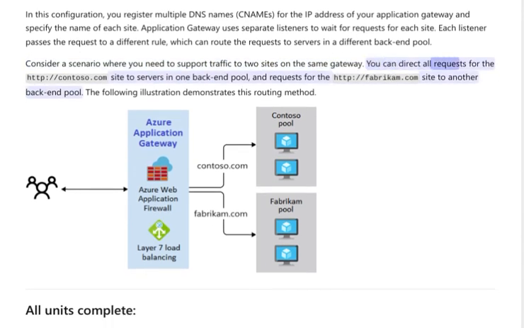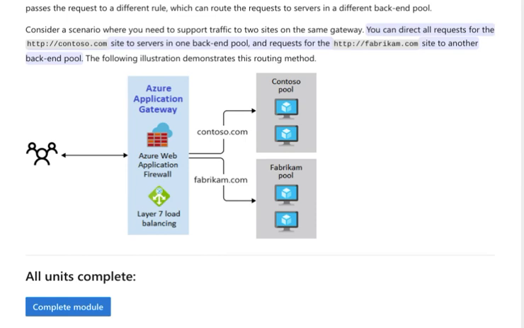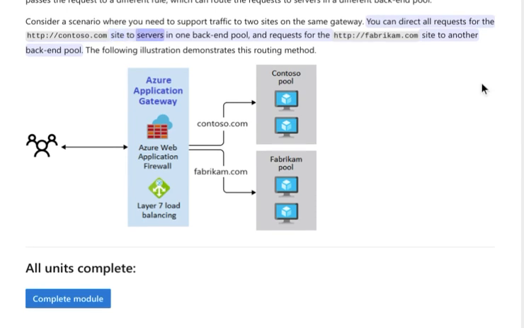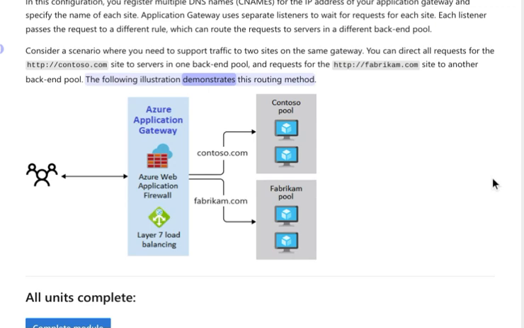You can direct all requests for the http://contaso.com site to servers in one backend pool, and requests for the http://fabricam.com site to another backend pool. The following illustration demonstrates this routing method.